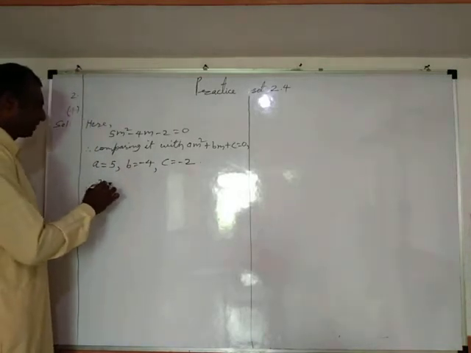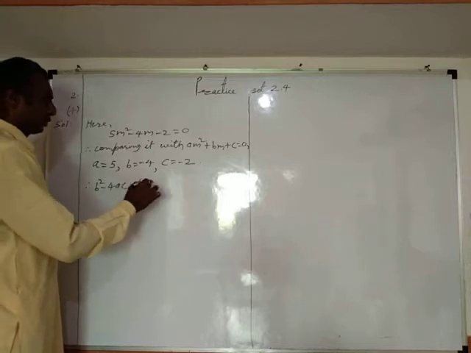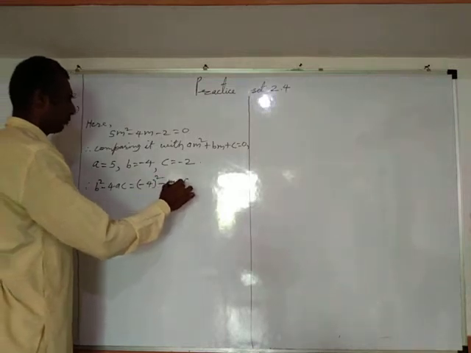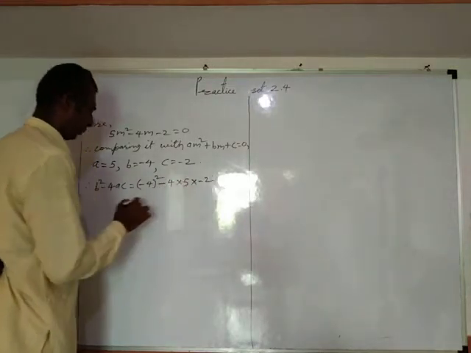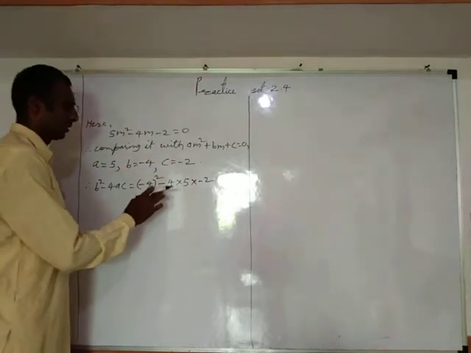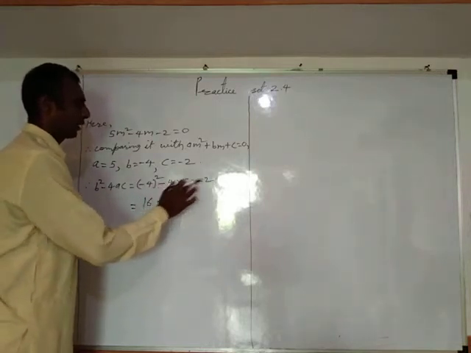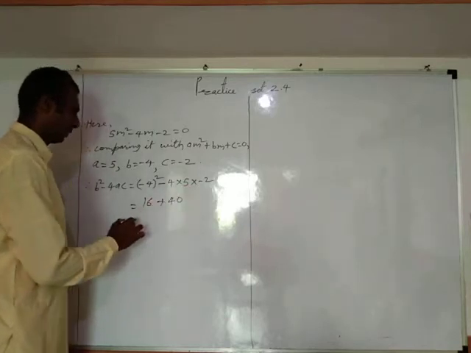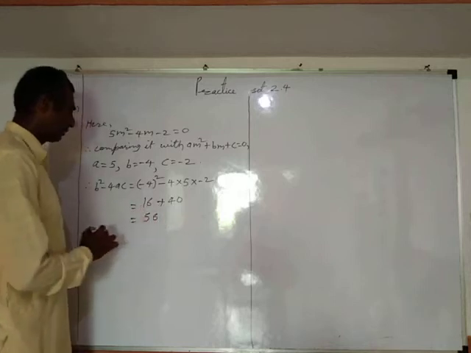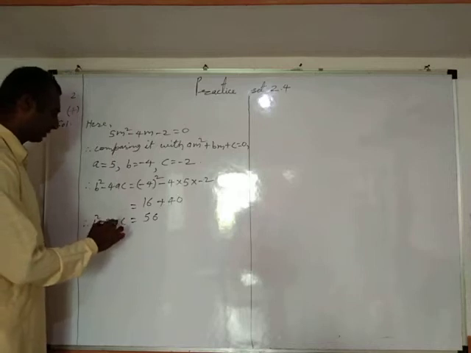Therefore, b square minus 4ac equals minus 4 bracket square minus 4 into 5 into minus 2, equals square of minus 4 is 16, minus into minus gives us plus, 4 5s are 20 and 2 20s are 40, which is equal to 16 plus 40, 6 plus 0 is 6, 1 plus 4 is 5, means 56. Therefore b square minus 4ac equals 56.